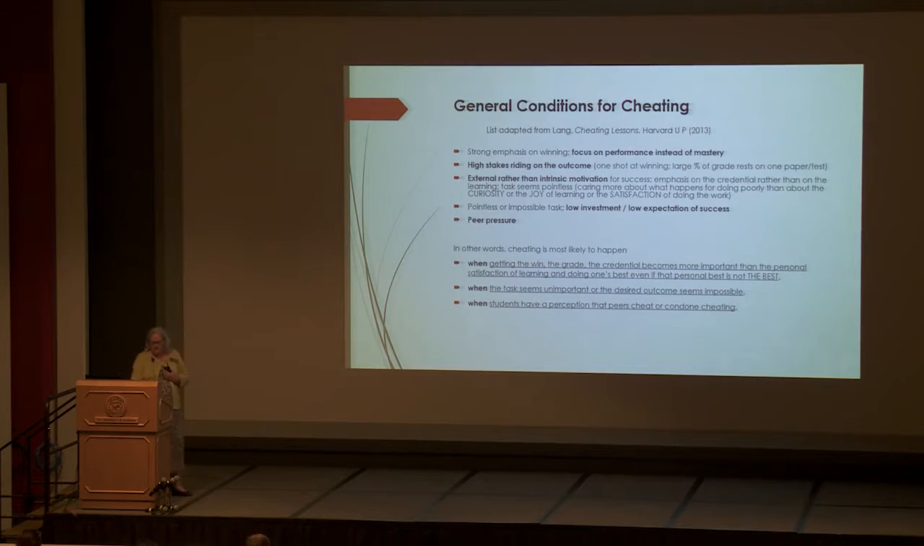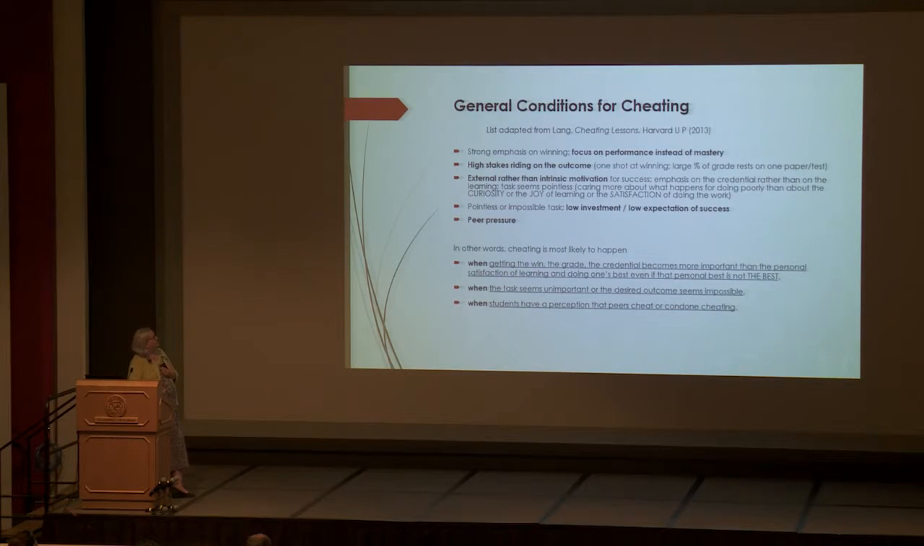So the general conditions for cheating, and most of this material comes from a book by James Lang called Cheating Lessons, from Harvard in 2013. It's a fabulous book. If you haven't read it, I highly recommend that you put it on your Kindle wish list and read it. It's an easy read, and it's really smartly written.